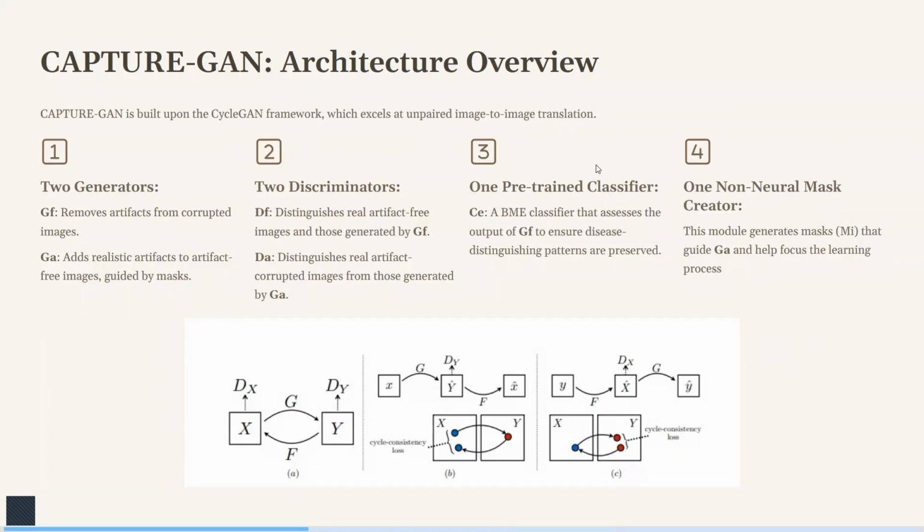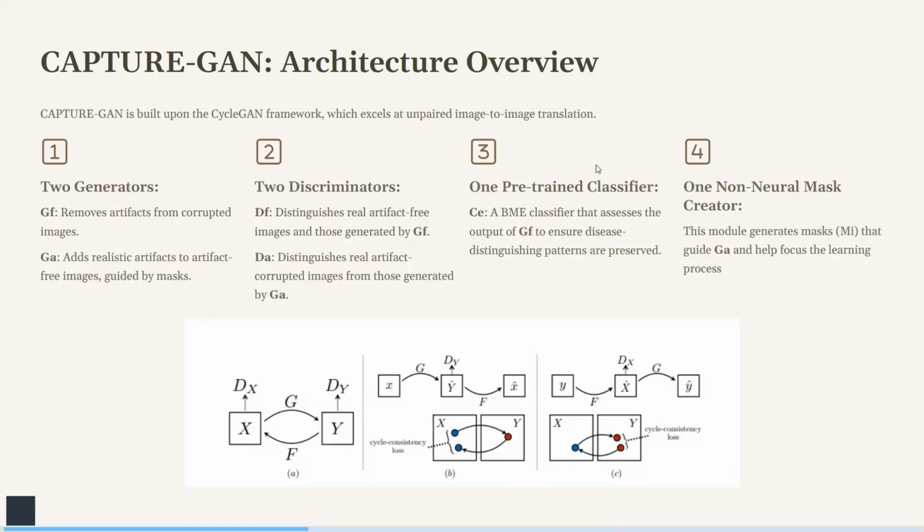Capture GAN introduces four core neural networks, two generators. First, GF, which removes artifacts from corrupted images, producing clean versions. Second, GA, which does the opposite. It adds realistic artifacts to clean images. It uses a mask to control where and how the artifacts are applied. Two discriminators. DF helps ensure the output from GF looks like a real clean image, while DA evaluates whether GA's outputs resemble actual corrupted images.